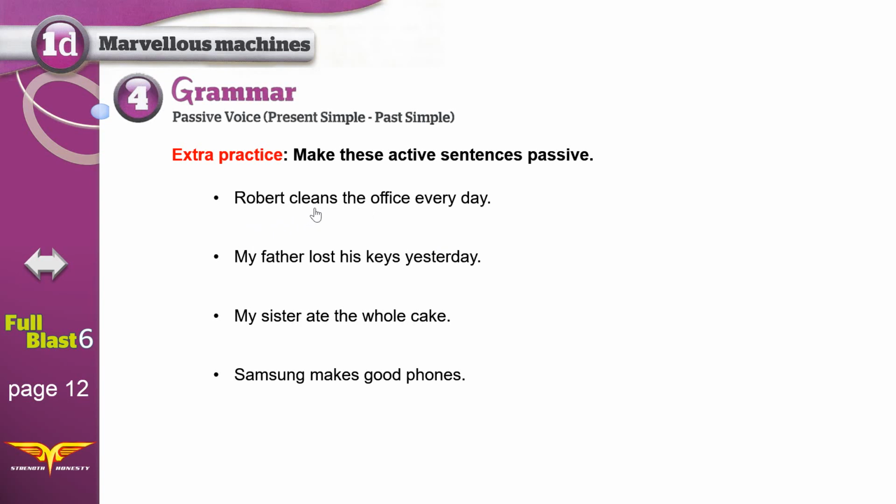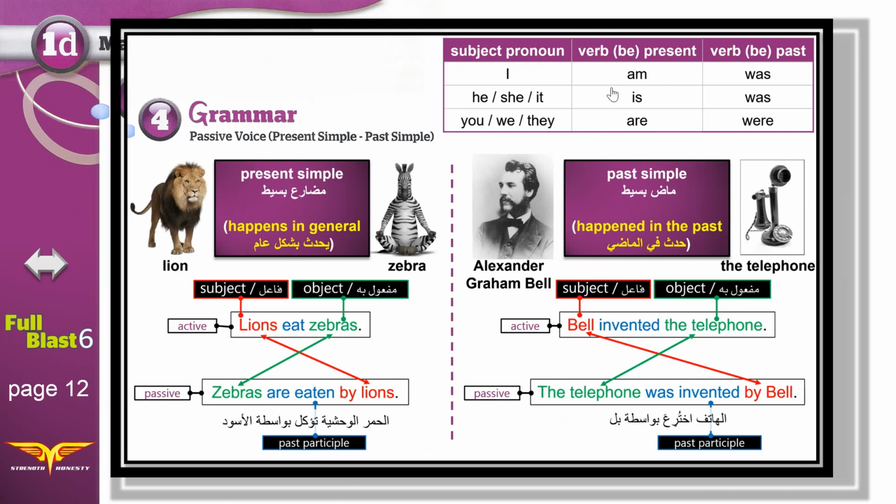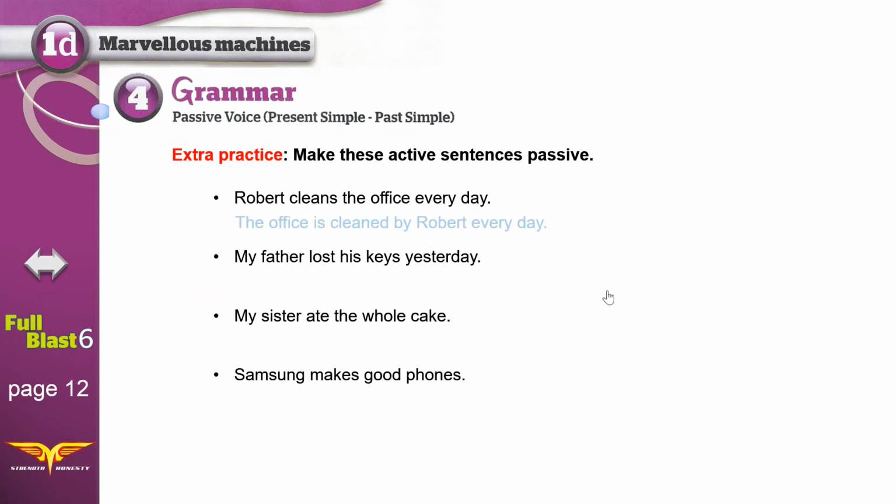Where is the verb? Cleans. Put it in the past participle form. And you also need the verb be. We are talking about an office, so use is. It. We are talking about the office. The pronoun for office is it. Use is. The office is cleaned by Robert every day.